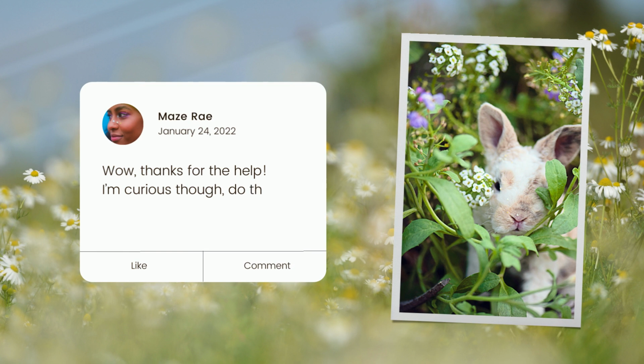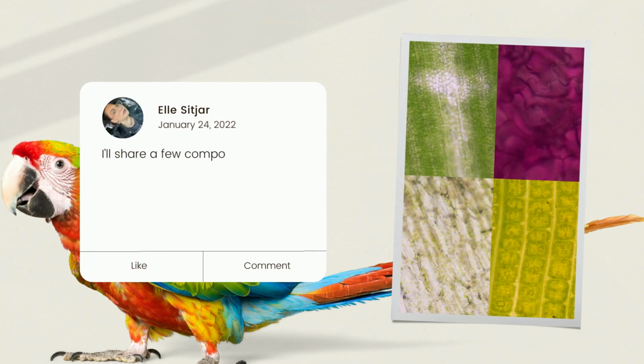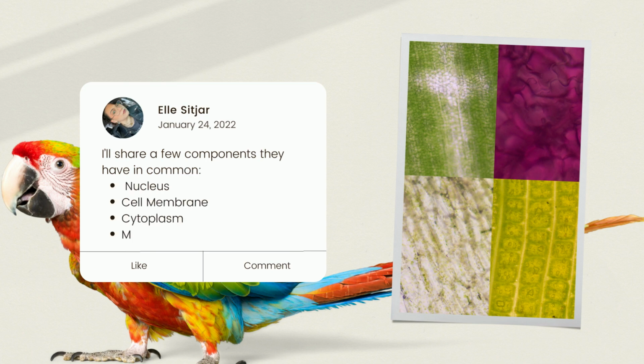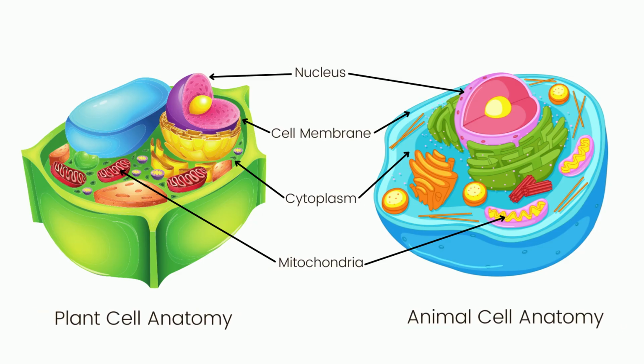May said, "Wow, thanks for the help. I'm curious though, do the cells have anything in common?" I'll share a few components they have in common: nucleus, the cell membrane, cytoplasm, and mitochondria. For now, let's go over four components. I could go on and on about cells, but let's stick to just four for now.